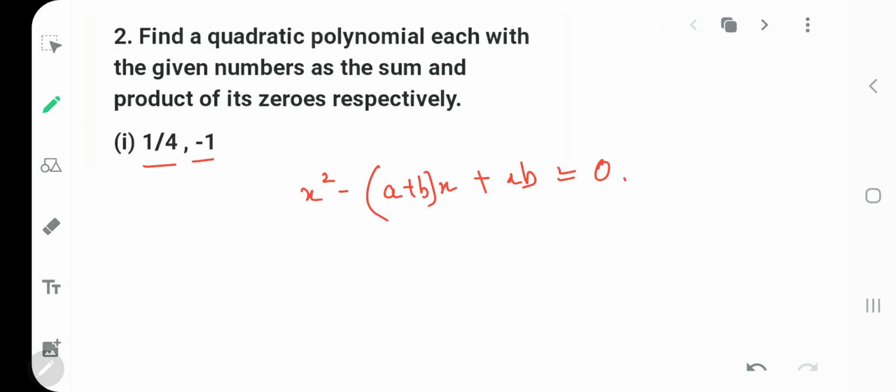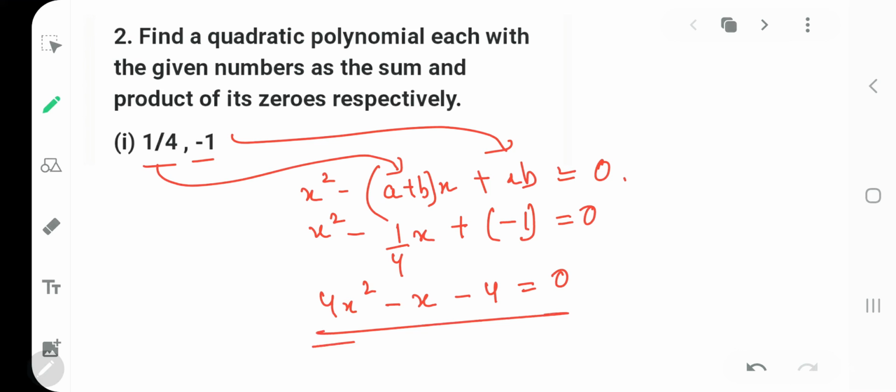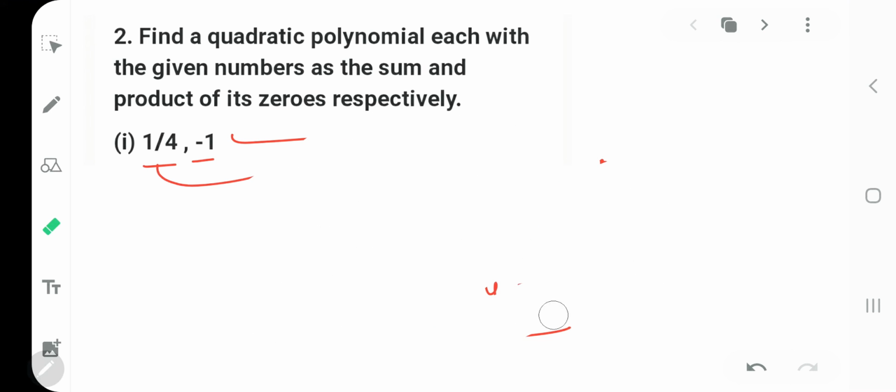Yes, my dear kids? Your a plus b will be your first value and your a into b will be your second value. x means zeros. जो आपको zeros दिए गए हैं वो सिर्फ आपको पुट अप करने हैं इस फॉर्मूला में. So x square minus 1 upon 4 x plus minus 1 is equal to 0. That will be 4x square minus x minus 4, if I take the LCM, is equal to 0. That's your answer.